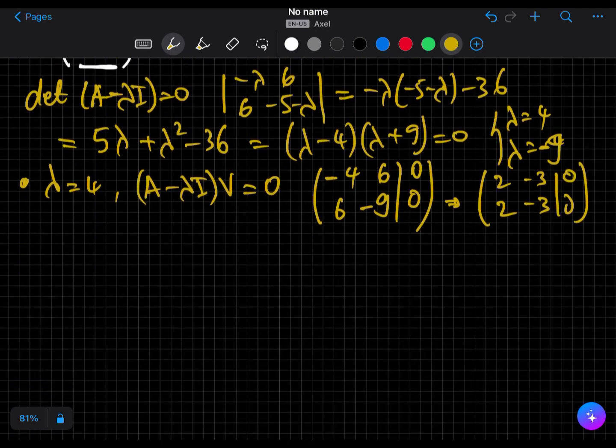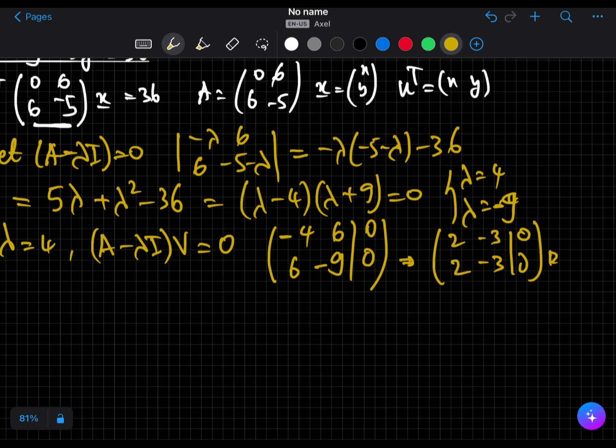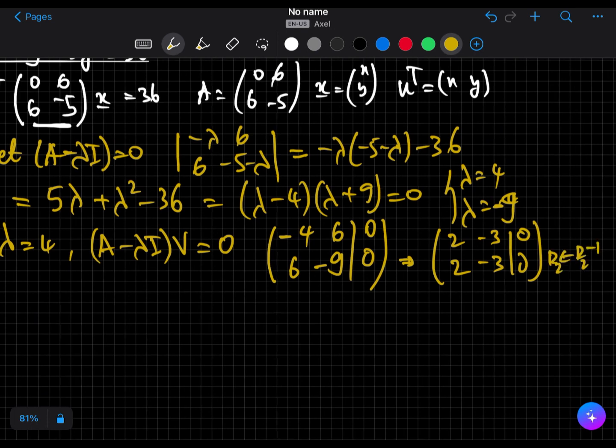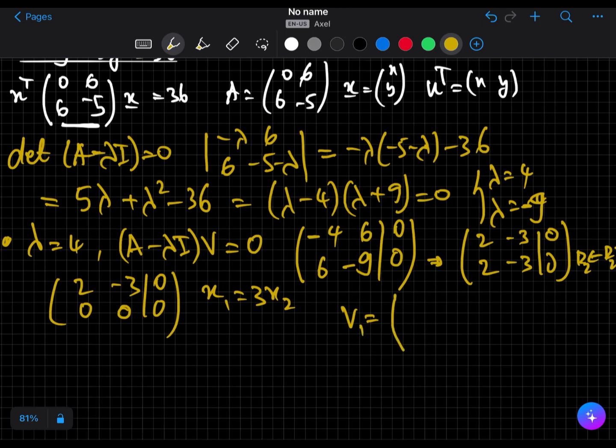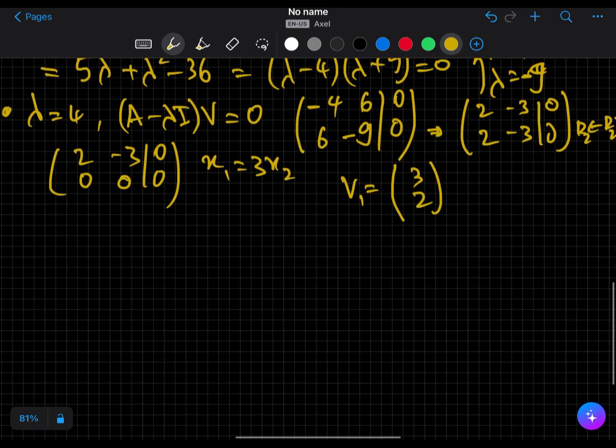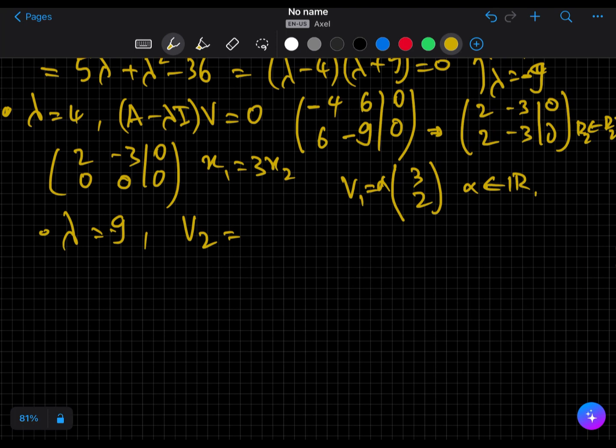Then from here, you can see that if I do R2 equals R2 minus R1, I will have 2, minus 3, 0, 0, 0, 0. So I will have that x1 equals 3, x2. So my vector v1 will be (3, 2), and I can put alpha here, for any scalar alpha. Now, for lambda equal to minus 9, you can do the same procedure to have that your second vector will be (minus 2, 3). I put beta here, and beta is a scalar.